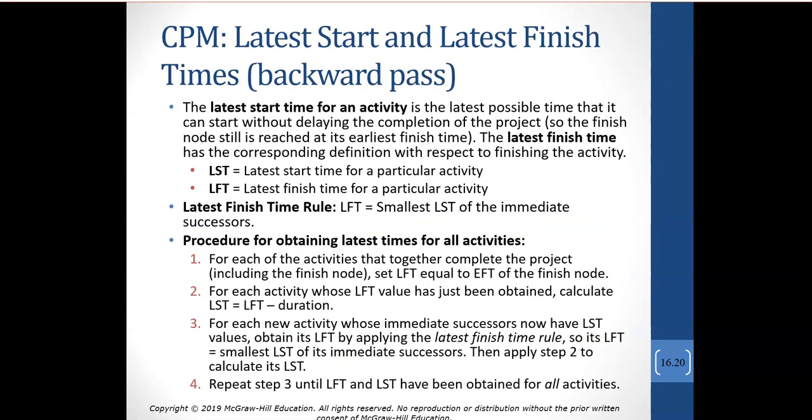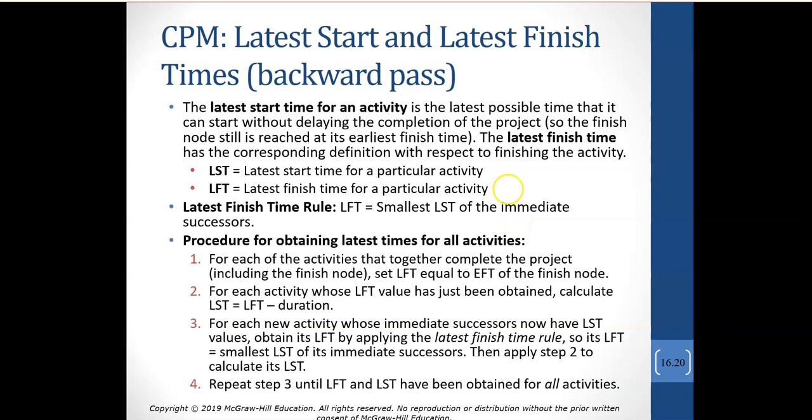The latest start and the latest finish are what's known as the backward pass. So we actually start from the finish and work our way up to the start. Okay, so we start with our latest start time and our latest finish times. The rule is the latest finish time is equal to the smallest latest start time of the immediate successor.